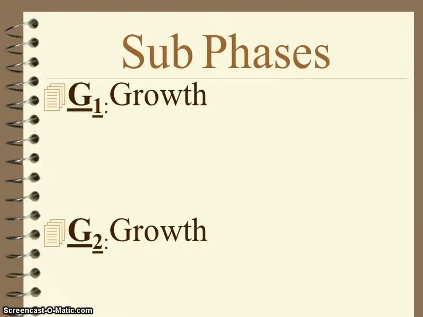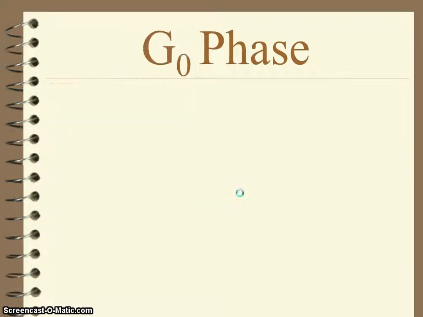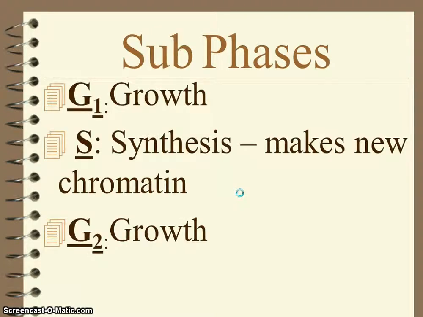Okay, so let's talk about the different phases. G stands for growth. So G1 is the first growth. The cell that has just split needs to grow a little bit. S is synthesis. We're making more genetic material, more chromatin. And G sub 2 is more growth.